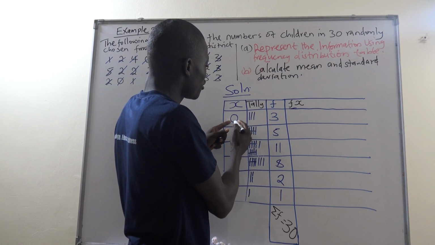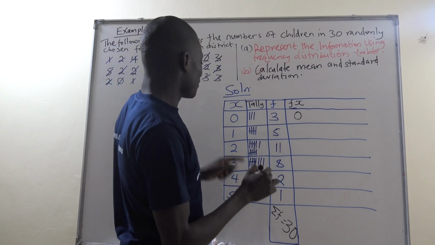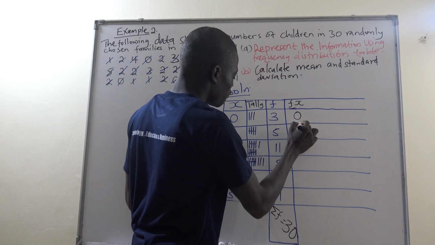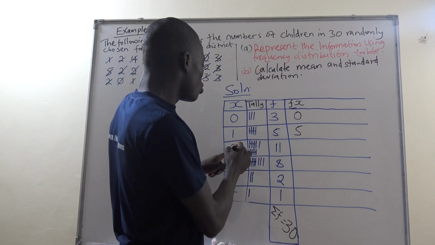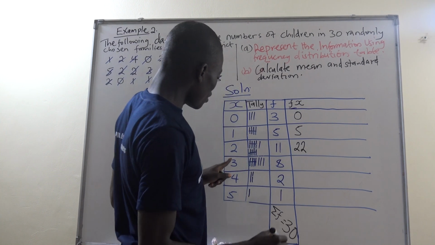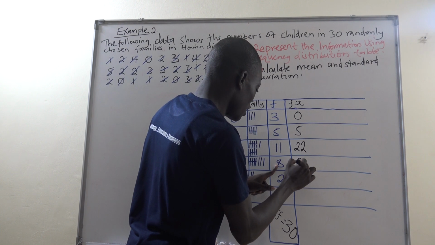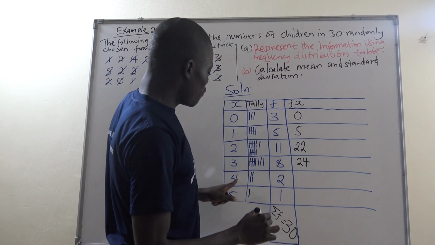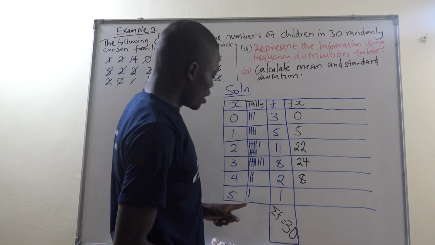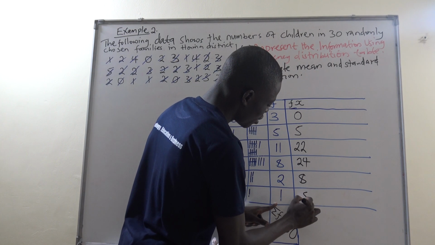So we shall start with the first one. Fx means f times x or x times the f. So we shall get 0 times 3, we shall get 0. Then 1 times 5 shall get 5. 2 times 11 shall get 22. 3 times 8 shall get 24. And then 4 times 2 we shall get 8. Then 5 times 1 shall get 5.